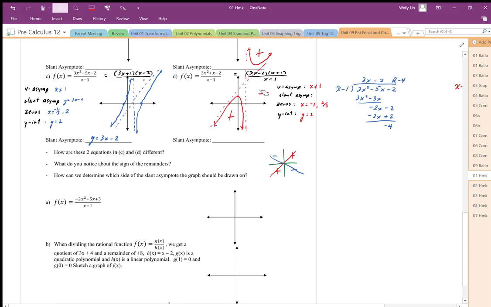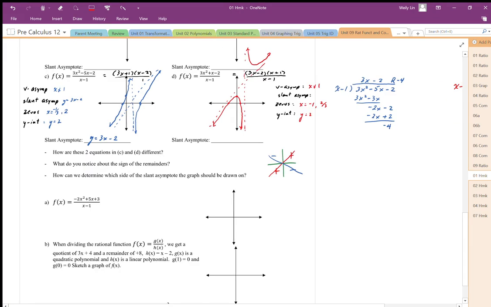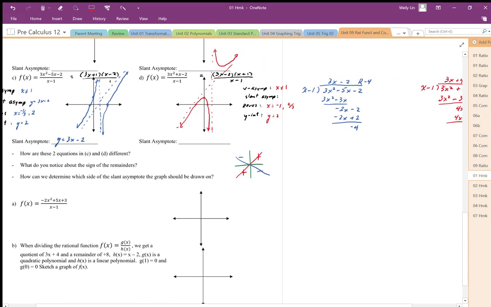So this is redundant information in that we don't really need to know that the remainder puts it along that diagonal, but we can use that remainder to help us confirm that we're in the right quadrants when we draw our graph.